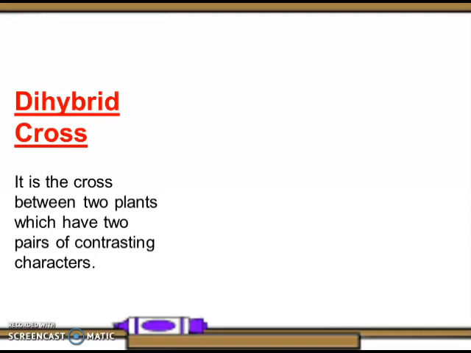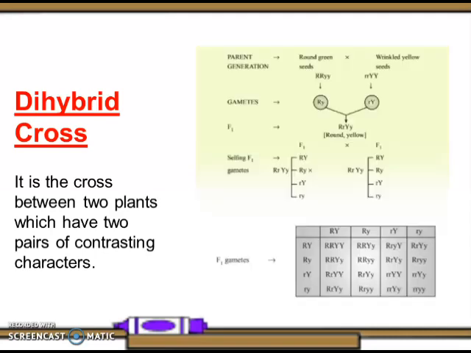Dihybrid cross. It is the cross between two plants which have two pairs of contrasting characters. This takes into consideration alternative traits of two different characters. The F1 generation contains 100% hybrid plants because when homozygous dominant and homozygous recessive cross with homozygous recessive and homozygous dominant, all offspring plants are heterozygous with round and yellow seeds in the first generation.